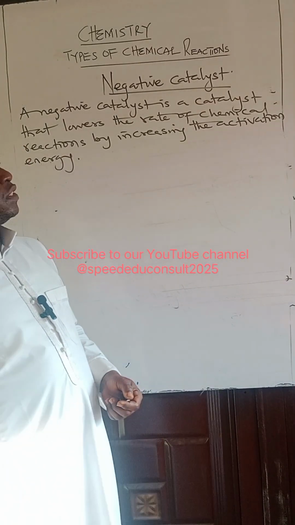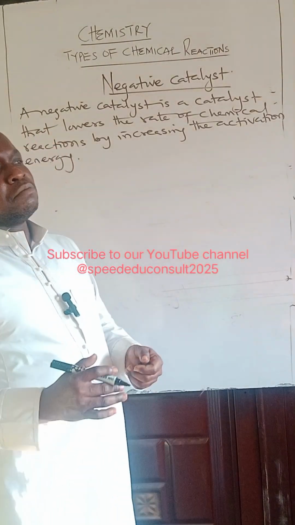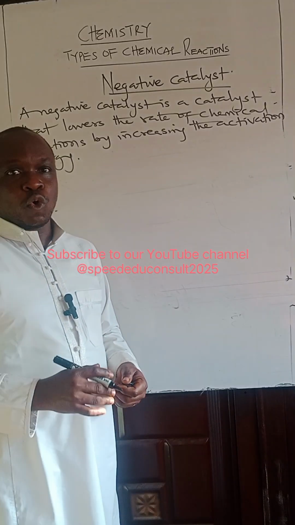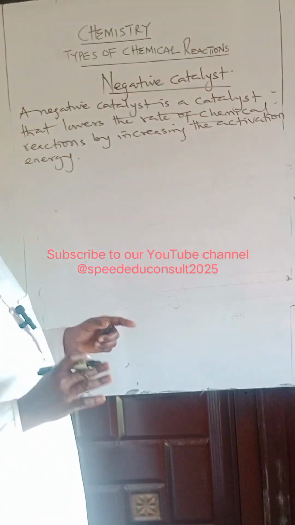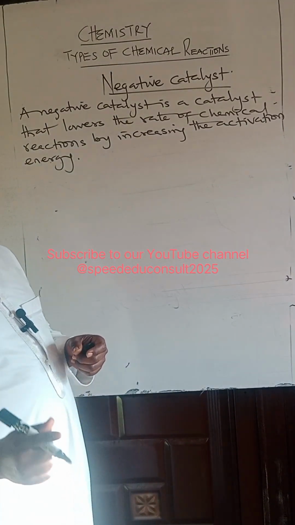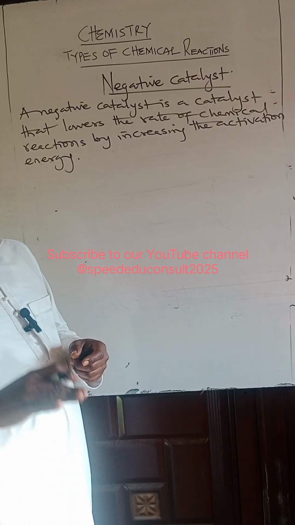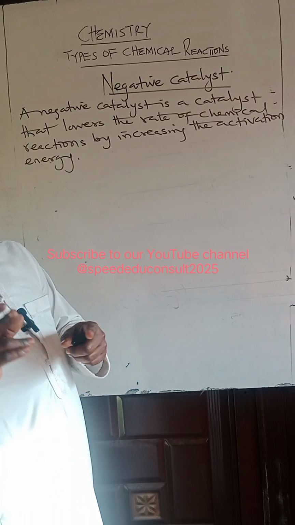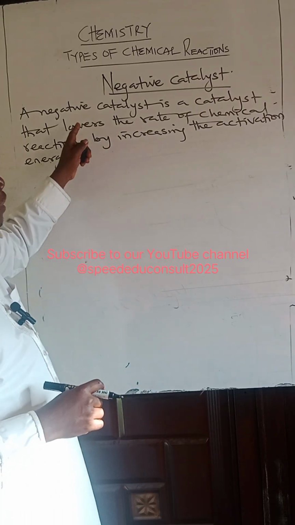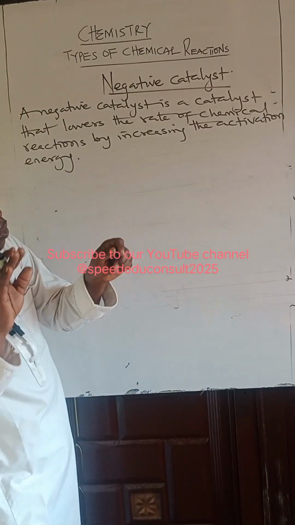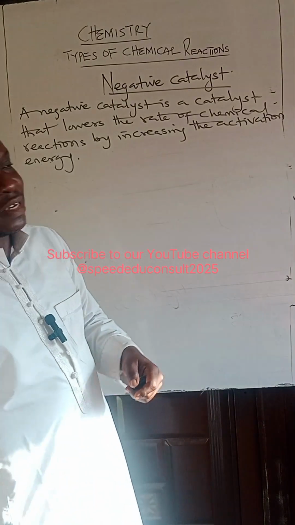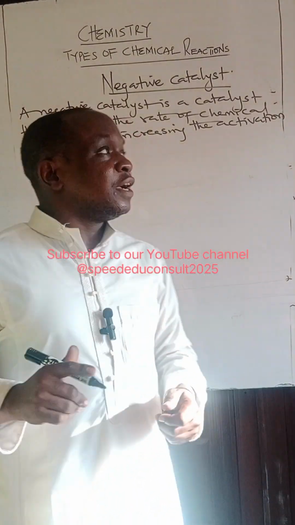Activation energy is the minimum energy required for a chemical reaction to occur, and the function of a normal catalyst, a positive catalyst, is to lower it. Once it is lowered, the time taken for the reaction will be reduced. The negative catalyst will rather lower the rate of chemical reactions by increasing the activation energy.